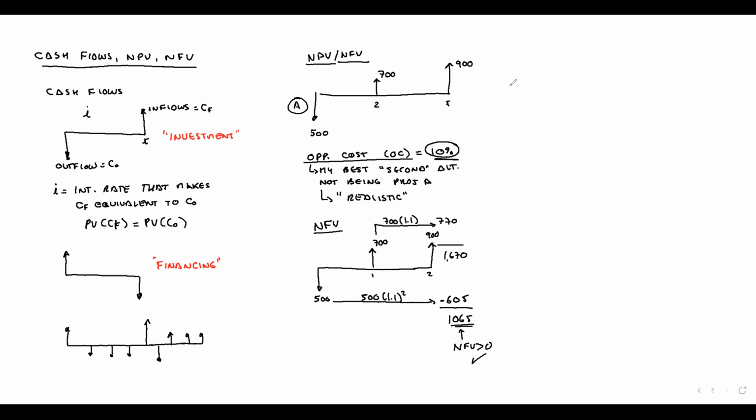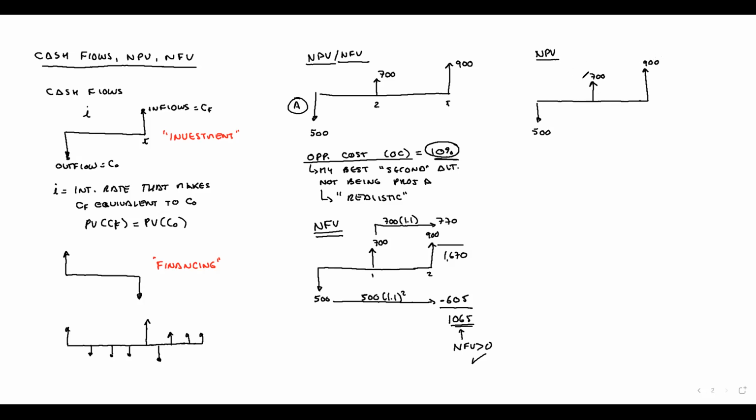Now, this is a valid analysis. However, the people in the industry don't use net future values. It's easy to understand for academia, but in real life, what we use is something that is called the net present value. So what is net present value? Well, we need to move all the funds from the future to the present. This is called discounting. So I need to move my 700 to the present, and I need to move my 900 to the present.